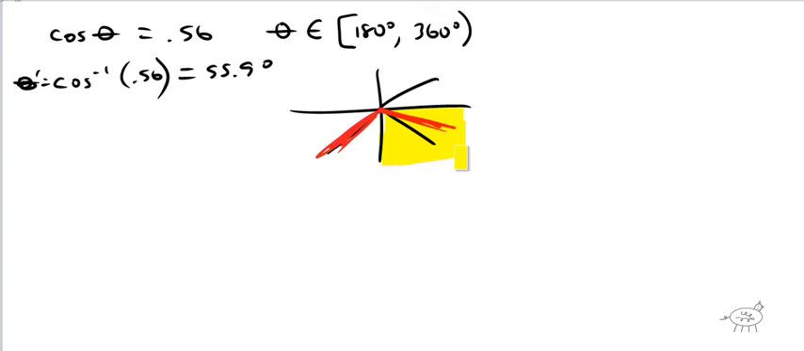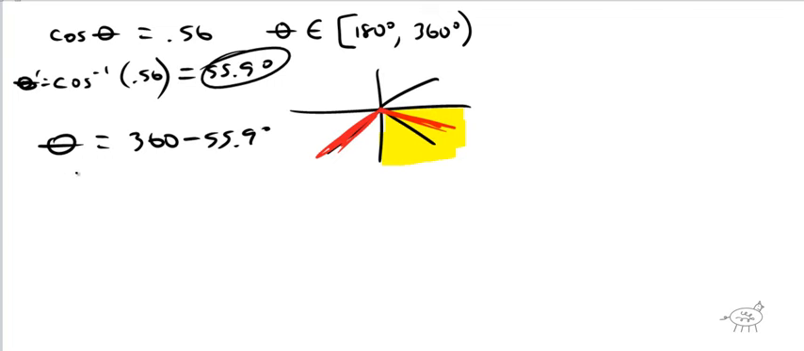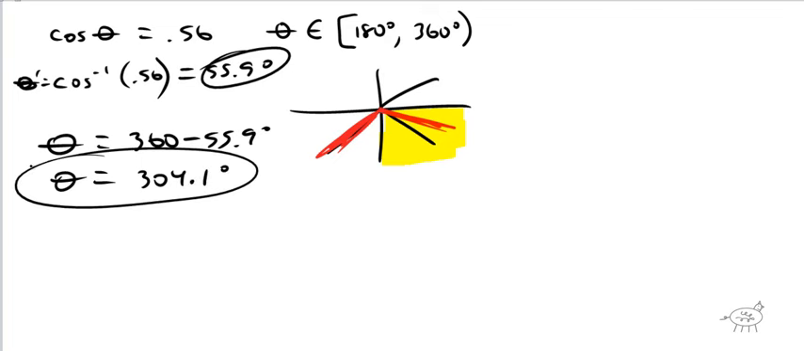So that means you're going to have one answer in the fourth quadrant. So here's your reference angle, and so that means theta is equal to what? 360 minus 55.9 degrees. So theta comes out to be 304.1 degrees. Okay? So restrictions are pretty easy. I got a couple more to do with you guys.